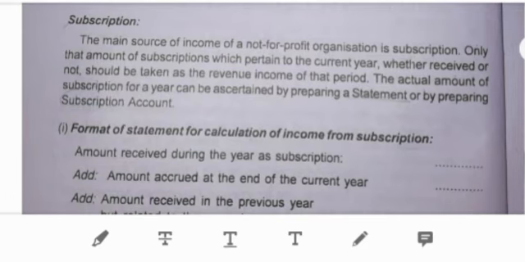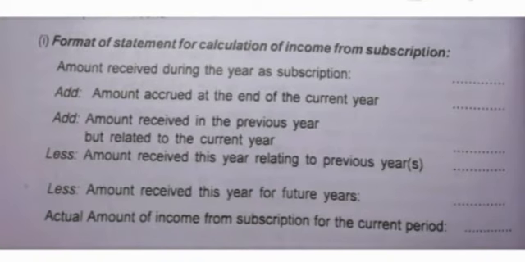So remember one thing: from the subscription which will be given in the question, we have to deduct everything related to the other years, like previous years and future years. And we have to add everything related to the current year, whether cash is received or not. Now see this format. You don't need to memorize this format if you know the concept behind it.